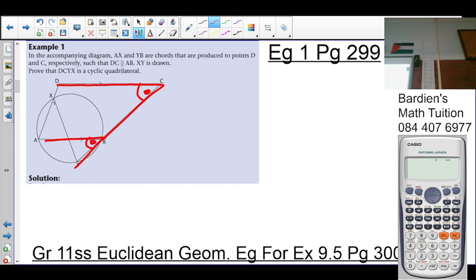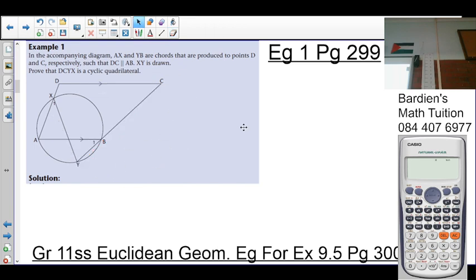Then we are told that XY is drawn. You are required to prove that D, C, Y, X is a cyclic quad. Now to prove something is cyclic, we prove one of three cases. What are the three cases? Opposite angles are supplementary. The exterior angle is equal to the interior opposite. And thirdly, the bow tie: the converse of angles in the same segment. As we can see here, we have an exterior angle. So if we can prove that x1 is equal to c, I've done the job. Why? Because the exterior angle is equal to the interior opposite.